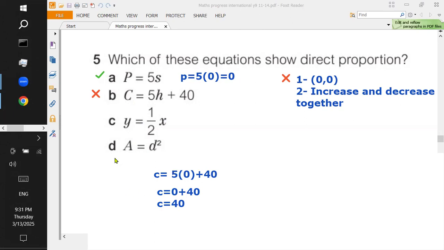Same idea for C and D. You can do it on your own and check if it's direct proportion or not. Now, let's move on to the next question.